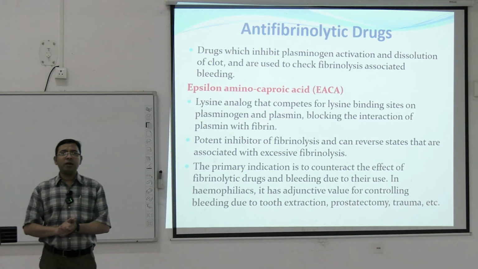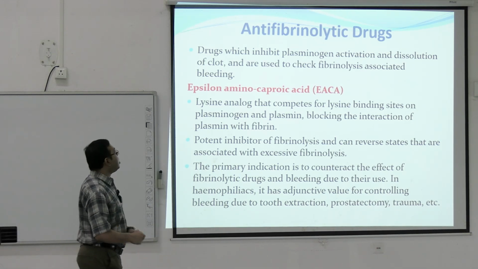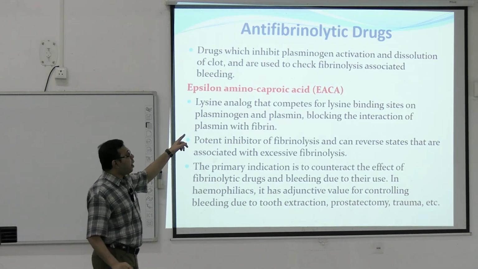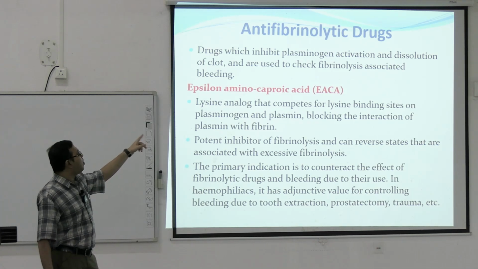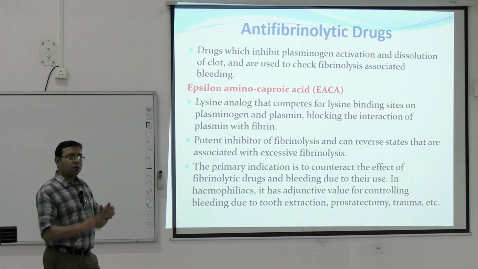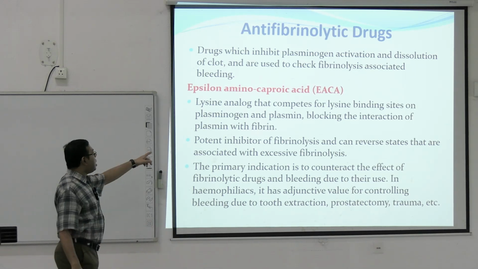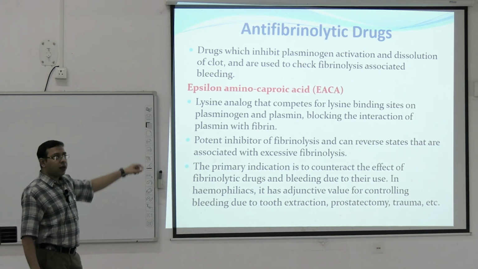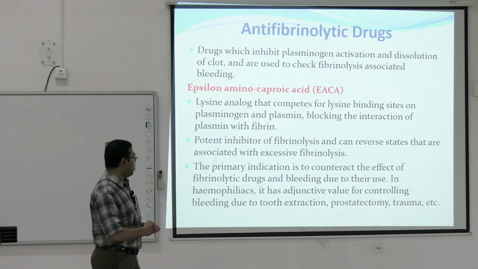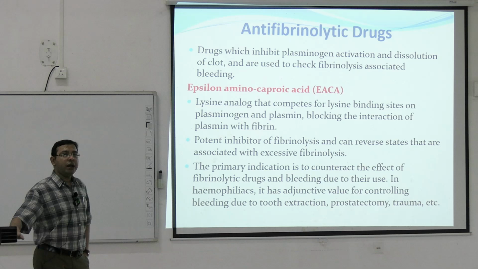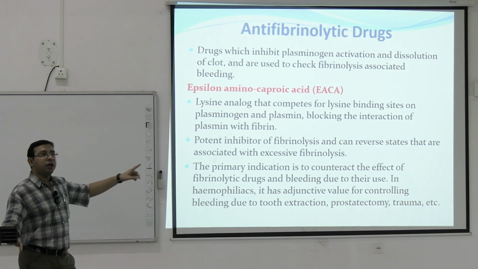Antifibrinolytic drugs we have already seen: epsilon aminocaproic acid and tranexamic acid. These drugs inhibit plasminogen activation and dissolution of the clot, and are used to check fibrinolysis associated with bleeding. Just like coagulants, they can be used. Epsilon aminocaproic acid is the first one, a potent inhibitor of fibrinolysis that can reverse states associated with excessive fibrinolysis. What is the primary indication? To counteract the effect of fibrinolytic drugs and bleeding due to their use.